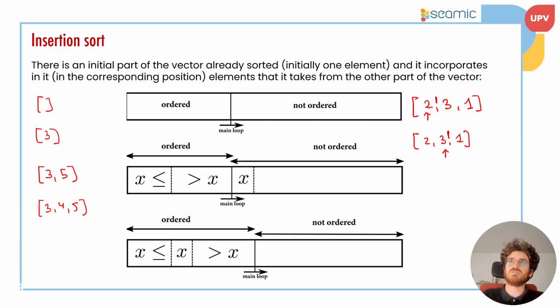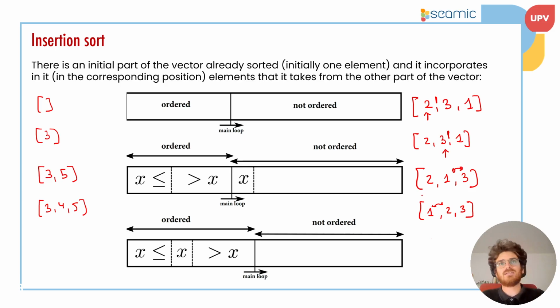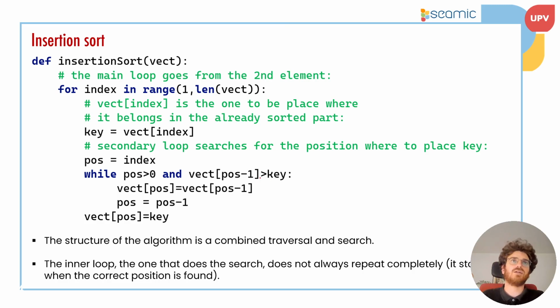I'm going to separate here the sorted and the unsorted sides of the vector. And finally, with number 1, it would need to perform several operations, first to move it to the left, and then to move it to the left again until it reaches the correct position. And this is how insertion sort would sort a 3-element vector. Let's take a look at the implementation in Python.